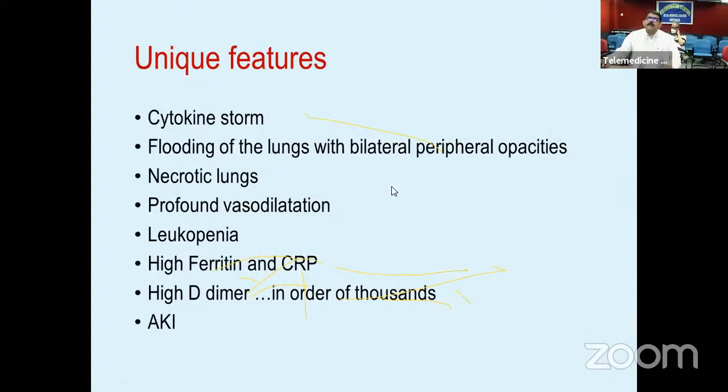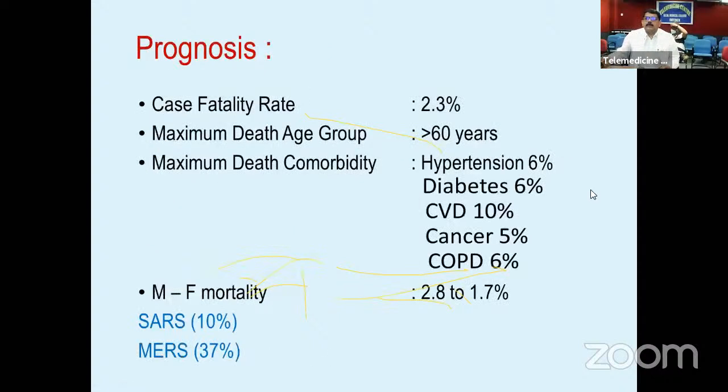The unique feature in this disease is cytokine storm. I've already told you, clotting of the lungs with bilateral peripheral opacities takes place. The lung becomes necrotic. We have seen in the autopsy profound vasodilatation and leukopenia. I've already shown that leukopenia is a bad prognostic marker, and leukopenia is very specific to COVID. High ferritin and CRP levels are bad prognostic markers. High D-dimer tells that the patient has to receive anticoagulants. And acute kidney injury is very common in these patients.